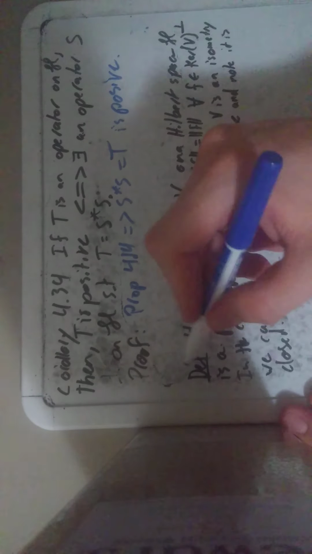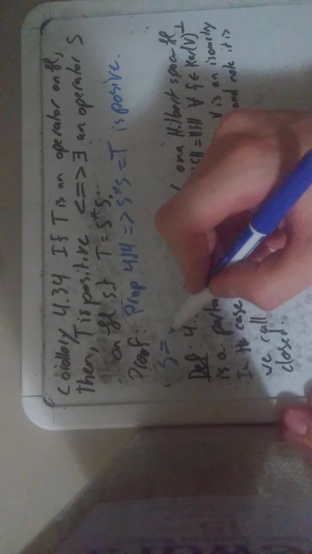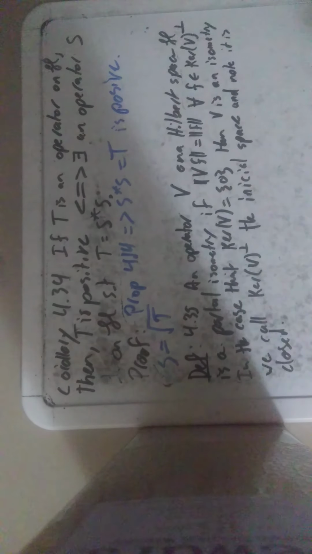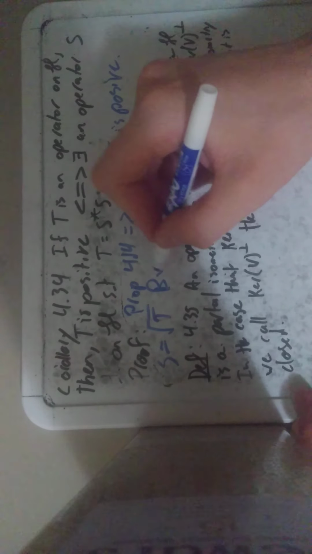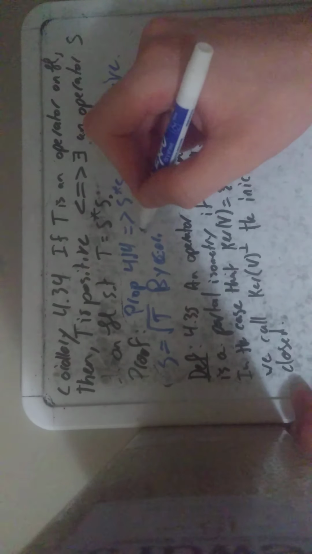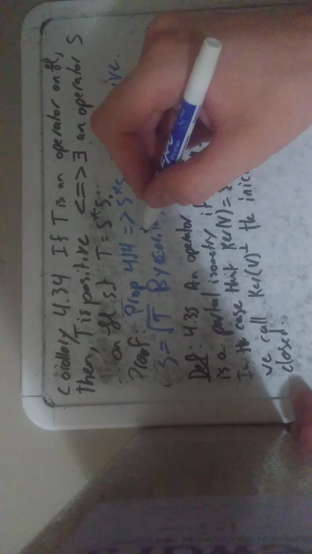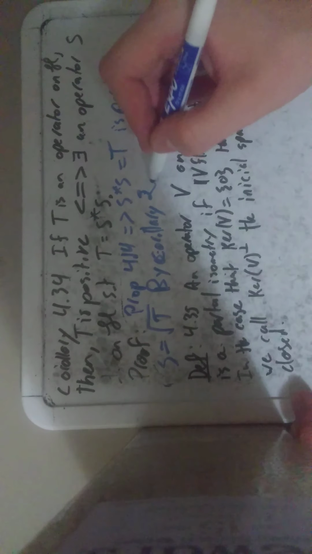Going back the other way, it's also relatively easy because we can take S to equal the square root of T. And you'll note that the square root of T is a positive function by corollary 2.37, and it is self-adjoint by corollary 4.32.